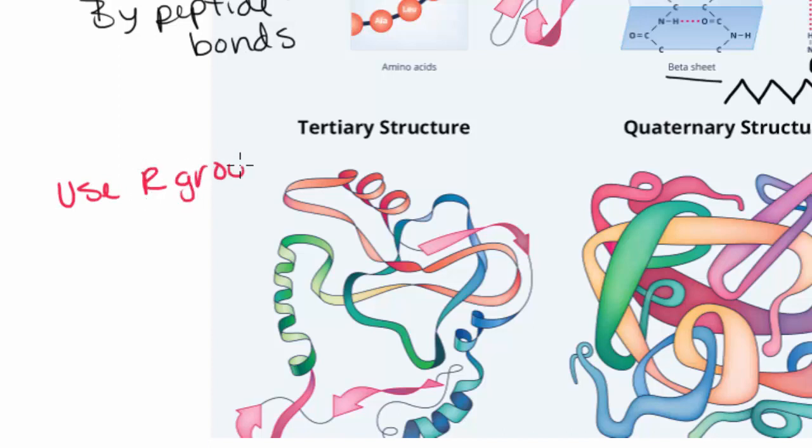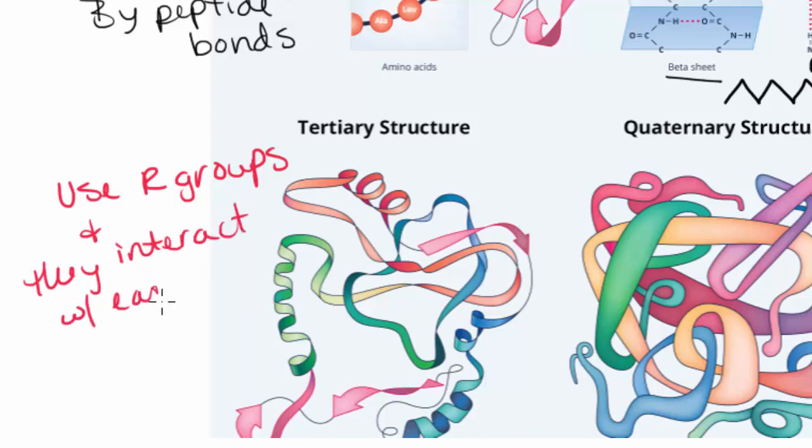And remember, R groups is just another way to refer to the side chains. And so the R groups are going to be used, and they will interact with each other. And now when we say that they're going to interact with each other, how they interact with each other, the type of bonds, the type of interactions that are involved, there is going to be a lot of diversity there. And that's because the R groups themselves are very different from each other. Some of them are polar, some of them are charged, some of them are hydrophobic.